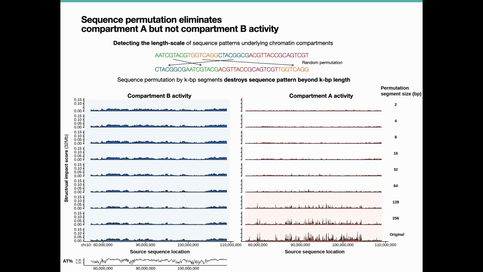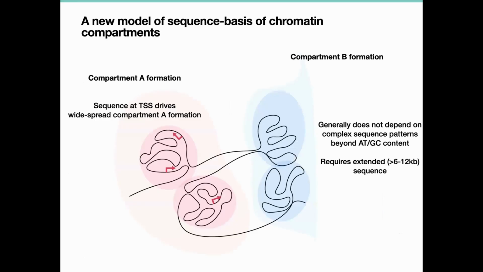In contrast, the compartment A activity is reduced by permutations around 100 to 200 base pairs and almost eliminated with smaller segment sizes, indicating that these sequence patterns around 100 to 200 base pairs are required for compartment A activity. Taken together, we propose the following model of the sequence basis of chromatin compartments based on our sequence model, which can be further tested in experimental studies.